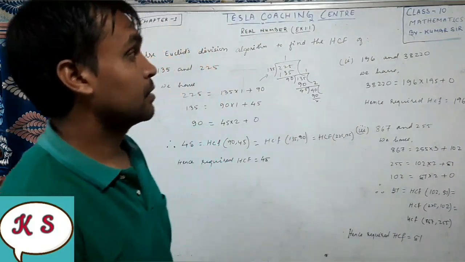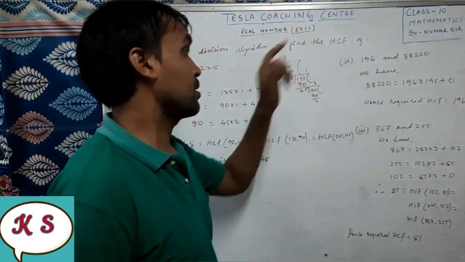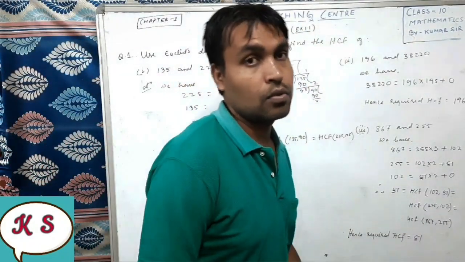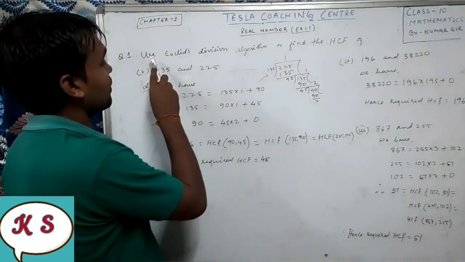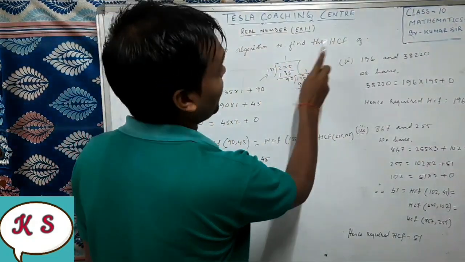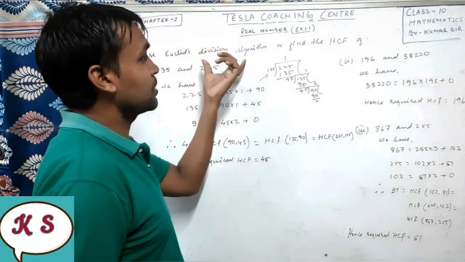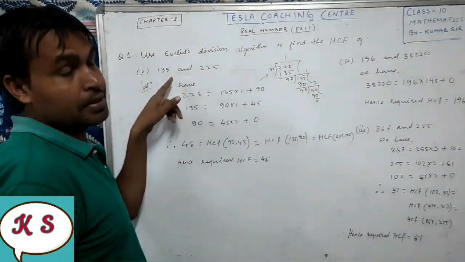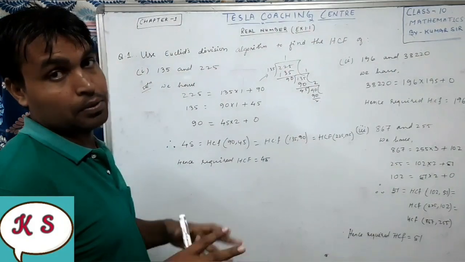We are here with a new chapter, Real Numbers, Exercise 1.1, Chapter number 1, NCERT. So let us start with the first question. The first question says, use Euclid's division algorithm to find the HCF of these numbers. Okay, so what is this Euclid algorithm method we are going to learn now?